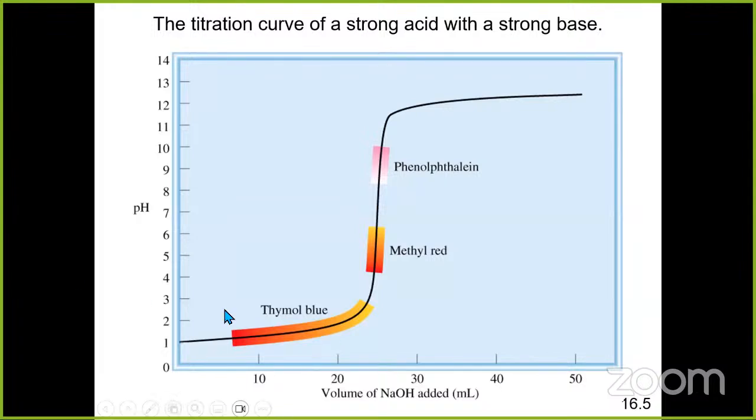So this graph here illustrates the importance of the choice of indicator that you use for titration. So what you're looking at here is the titration curve for a strong acid and strong base.